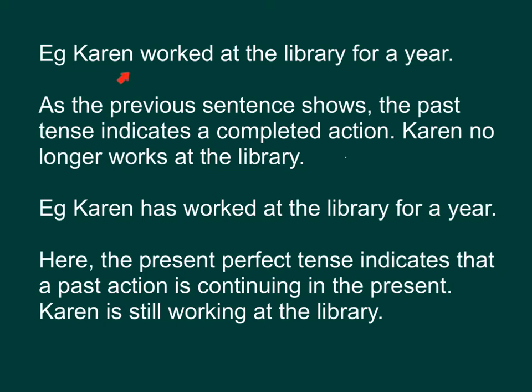For example, Karen worked at the library for a year. As the verb tense shows, the past tense indicates a completed action. Karen no longer works at the library. The other example, Karen has worked at the library for a year. Here, the present perfect tense indicates that a past action is continuing in the present. Karen is still working at the library.